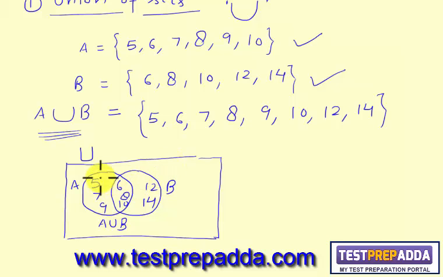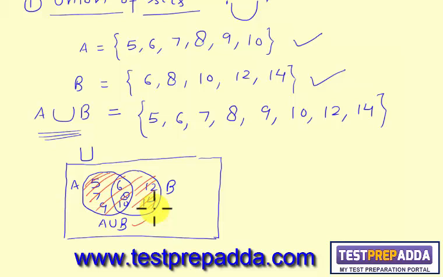You can see if I take this portion, this will have elements which are either in A or in B. So the shaded portion represents A union B. Got it?